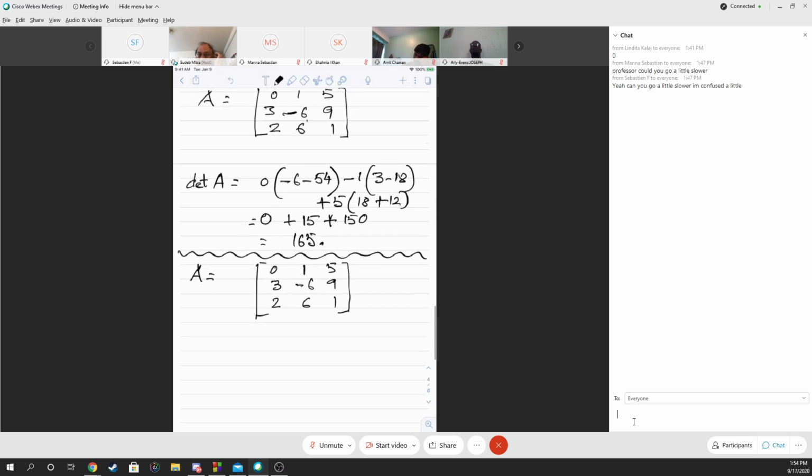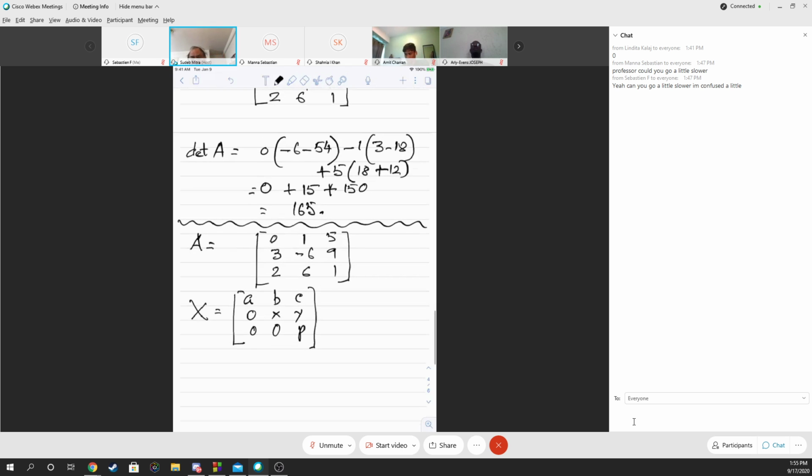So what's the idea? The idea is something like this. You see, suppose you have a matrix that looks like this: lambda 1, 0, 0. No, I won't go that far. Say A, B, C, then 0, X, Y, 0, 0, P. You see, what is this determinant?